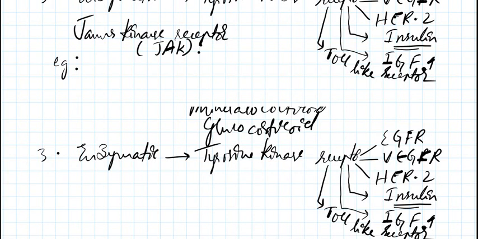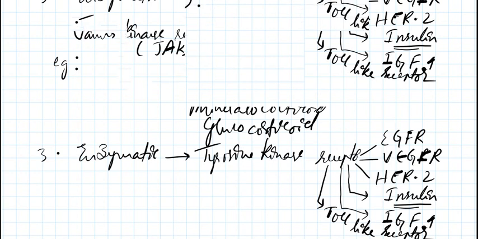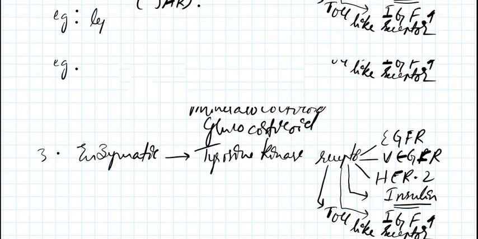Tyrosine kinase receptors, I have just given you the examples: EGFR, HER2, insulin, IGF and toll-like receptors. And if you ask me for Janus kinase receptor examples, these are leptin receptors, growth hormone receptor and prolactin receptor. These three are Janus kinase or JAK type of receptors.